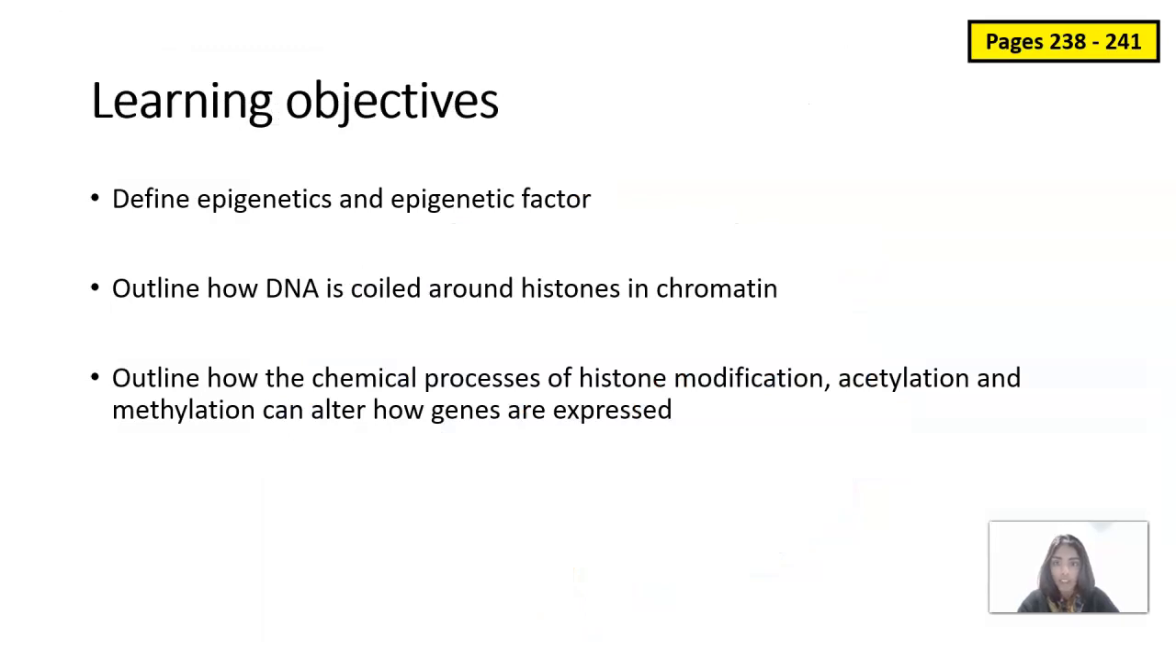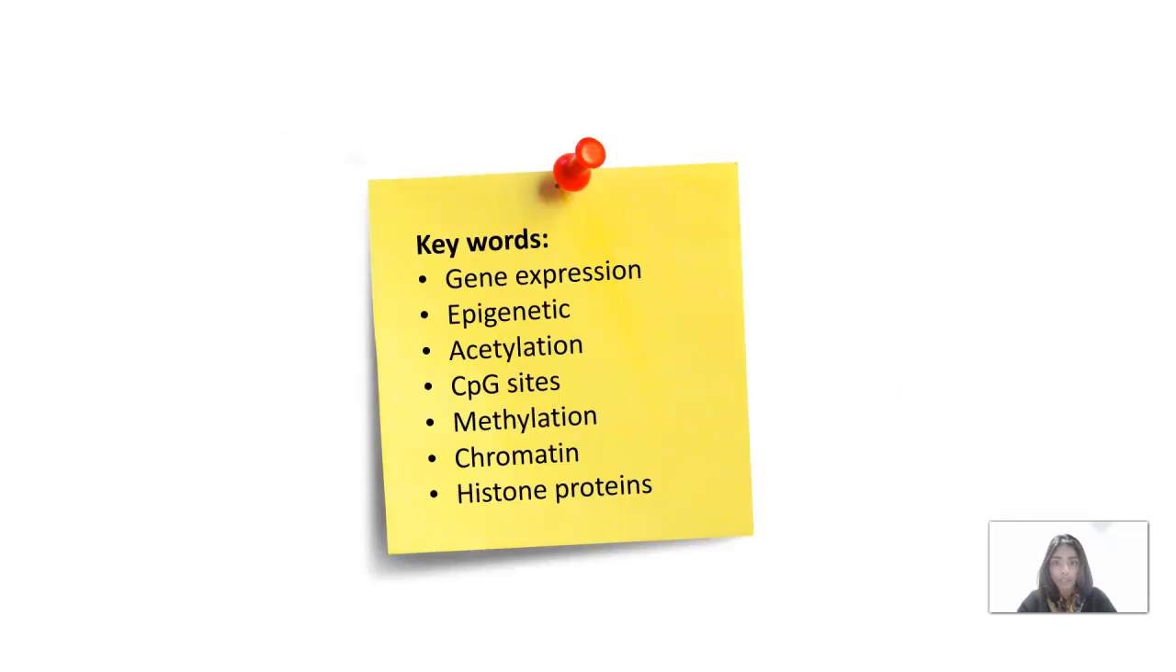These are the learning objectives associated with today's lesson. And you need to have read pages 238 to 241 of your textbook to have an understanding of the terminology. These are the key words associated with today's lesson. As we go through, we will unpack each of these, and you need to make sure that you understand them in association with epigenetics.